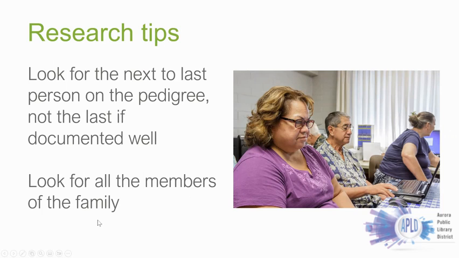And it's always a good idea to look for all the members of the family because it may be that your direct line ancestor's records don't have the information in them you need to push back. Well, maybe the record of his brother or his sister does.